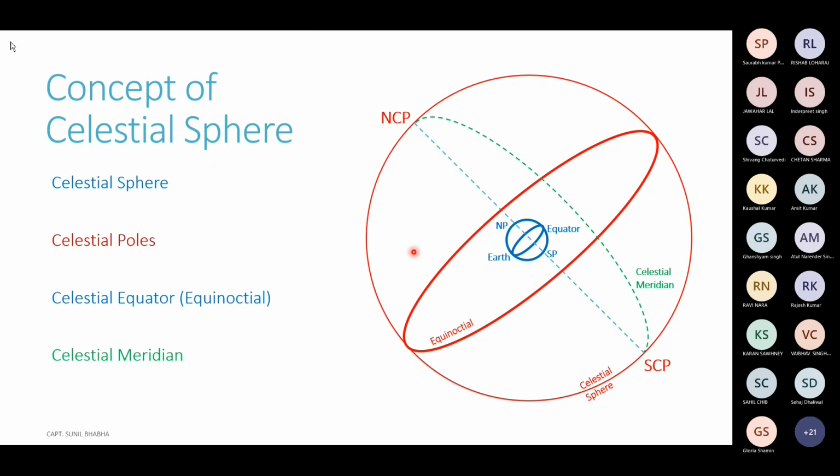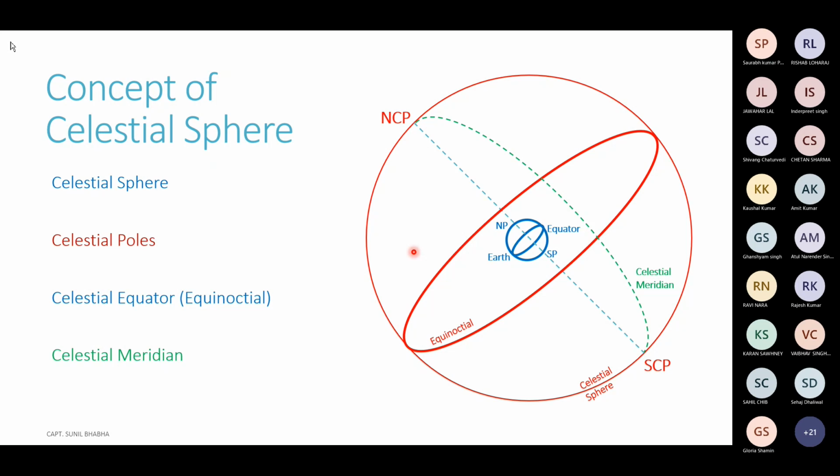The declination will tell us how much north or south of the equinoctial that body is, and the GHA, Greenwich hour angle, will tell us how much west of the celestial meridian of Greenwich that particular body is. So it will specify the position on the celestial sphere.